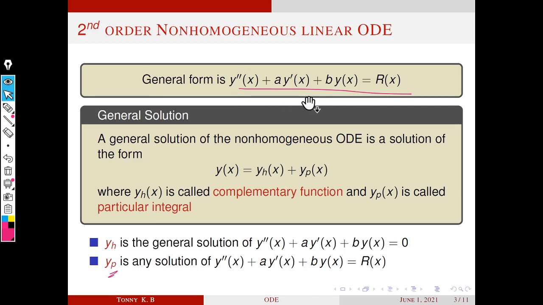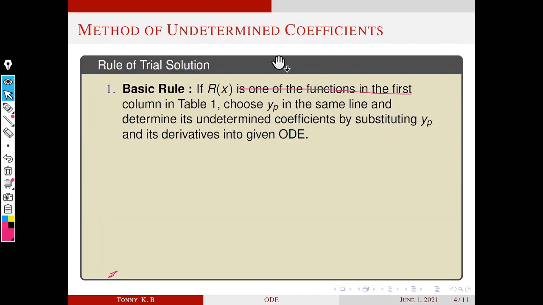For solving non-homogeneous ODE, in this course we will discuss two methods. One is the method of undetermined coefficients, the other is the method of variation of parameters. For the method of undetermined coefficients, we have a step by step algorithm, and this method is applicable only for special types of R(x). If R(x) is in that form, then only we can apply this method of undetermined coefficients.